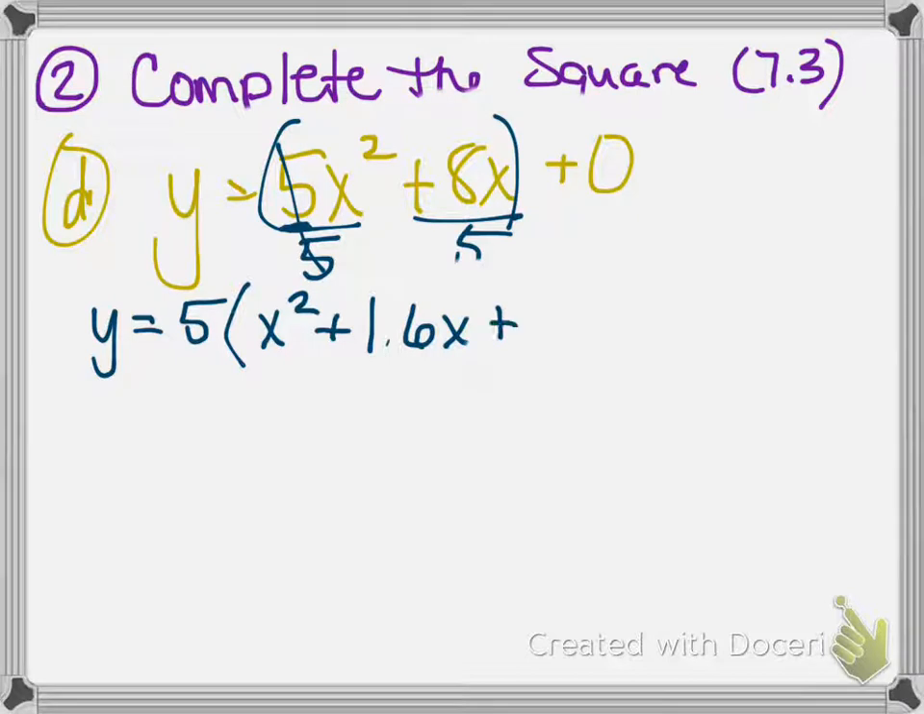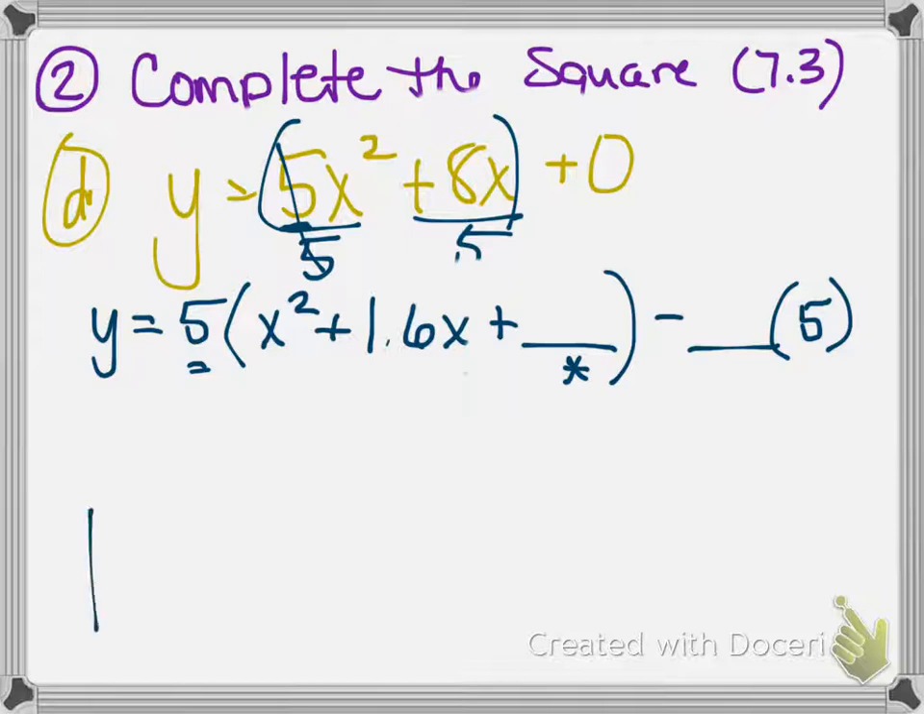Okay, so then we would add something to this and subtract something from it. And remember, when we subtract from it, we also have to have that 5 in the end because this will be multiplied by the 5 out front. There's nothing to add on the end because it was just +0, so I can just leave that out. Okay, let's draw the square.